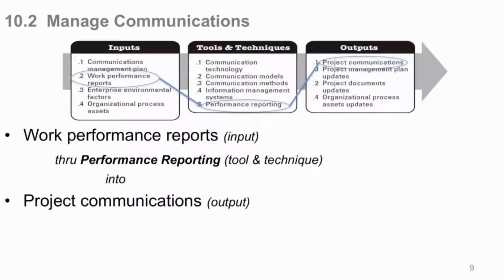So here's your ITO diagram. Primary inputs, other than your plan, work performance reports come out from managing and directing the work. They come out there. They're converted. You're able to do performance reporting based on those things and turn them into appropriate project communications. This is kind of the key path through this process. So work performance reports, input, through performance reporting, tool technique, into project communications, output, the primary path. And everything else is supporting of it.